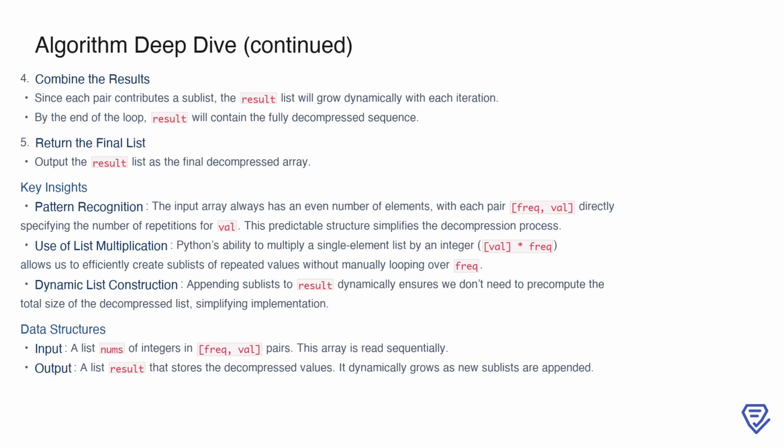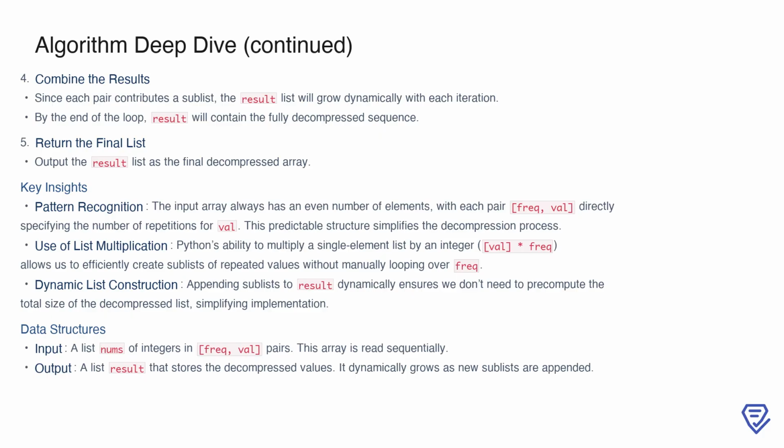Now, as we continue, the next step is to combine all the sublists into our output list. Each pair contributes a chunk to the result list, which dynamically grows as we process more pairs. By the end of the iteration, result will hold the complete decompressed sequence. Once all pairs have been processed, we simply return the result list as the final decompressed array.